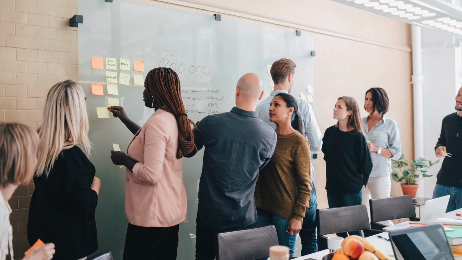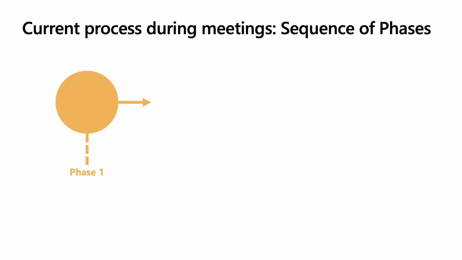When planning meetings, determining which topics could be resolved asynchronously beforehand can create space for productive discussion during the meeting. Current systems do not support this planning activity. When running meetings, the discussion typically progresses through multiple phases, such as this example.